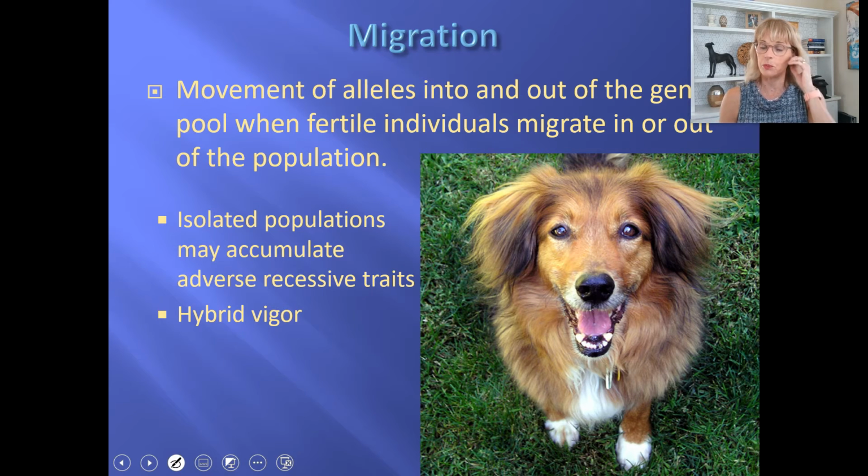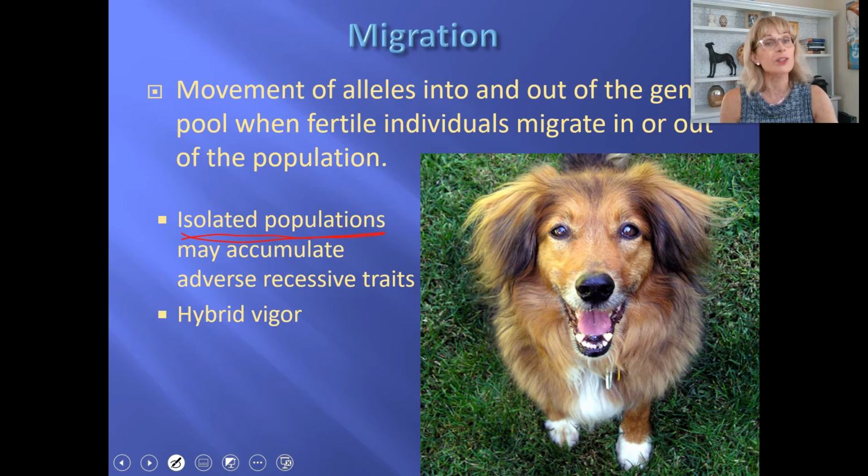But I don't know a Great Dane with a poodle. I'm sure someone's done it. Anyway, that would be an example of migration. Isolated populations can accumulate adverse recessive traits. They can. For example, like I said, Great Danes don't live very long.